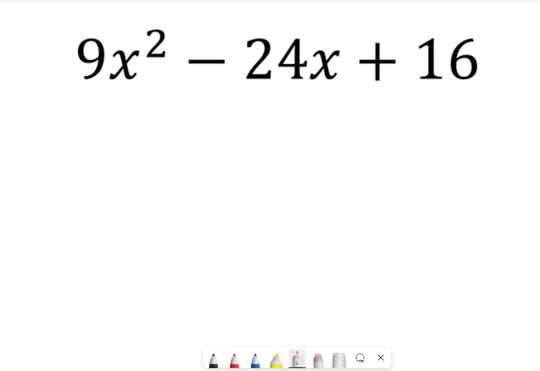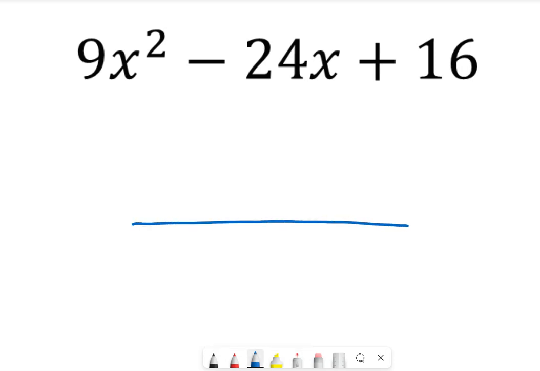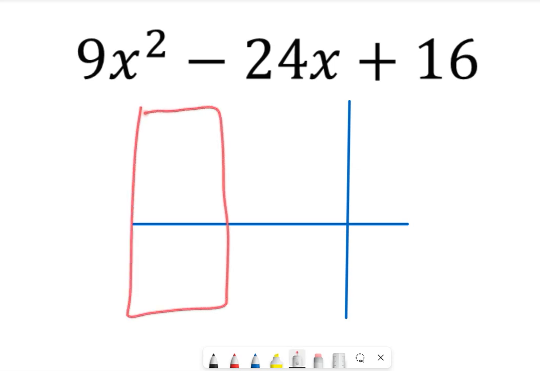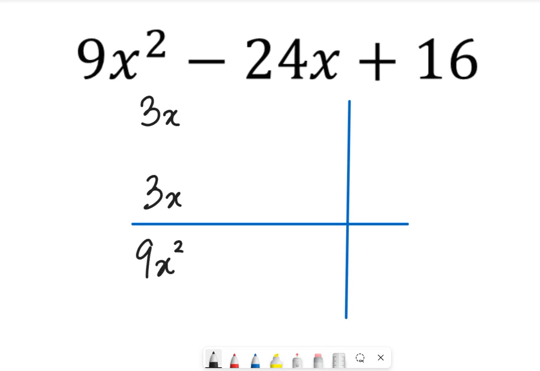Alright, so for this kind of question, you have to first create a partition, one horizontal line, one vertical line. Now the first part of your partition is going to be for the first term. So you have to think of what two numbers, when you multiply, give you 9x squared. So here I'm going to put 3x times 3x, because 3x times 3x will give me 9x squared. So this is for your first term.